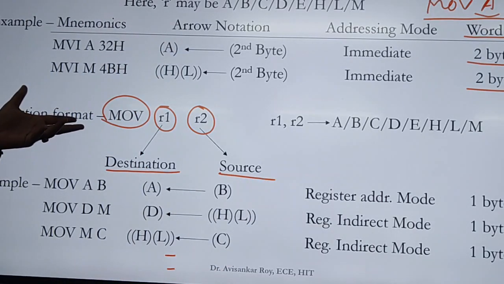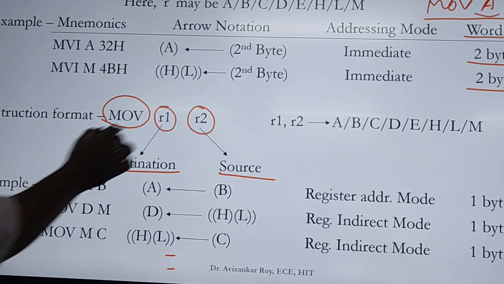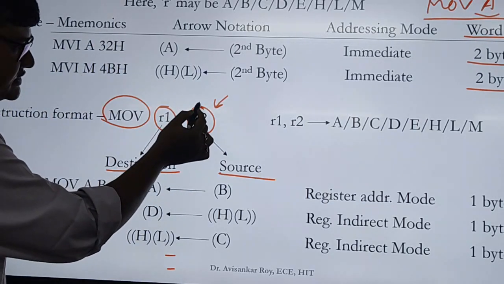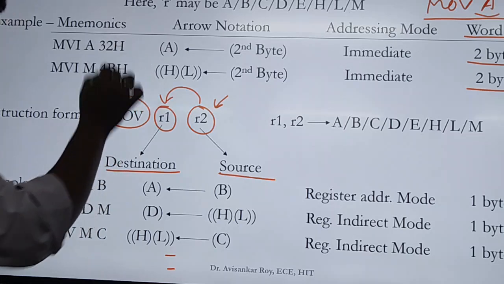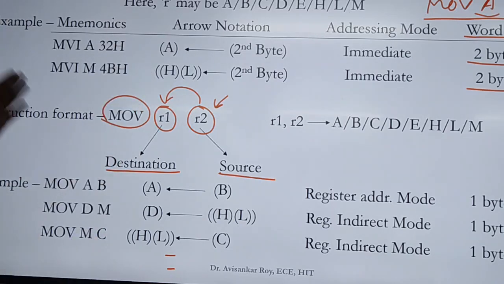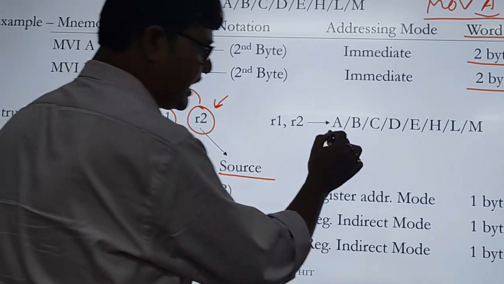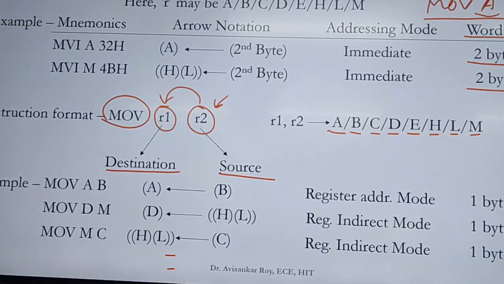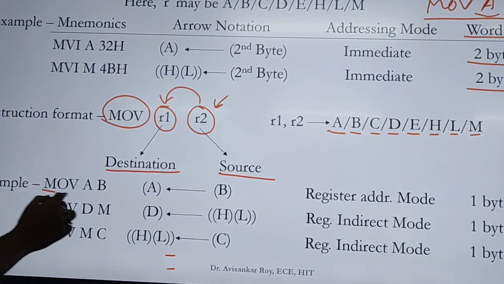So what is the function of the move instruction? Very simple. Here the content of the register which is defined in the next position, the source register, will move to the destination register. This is copy paste, not cut paste. So R1 and R2 define the accumulator, B, C, D, E, H, L and M. So an example like MOV A, B.